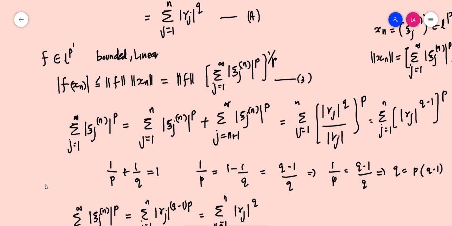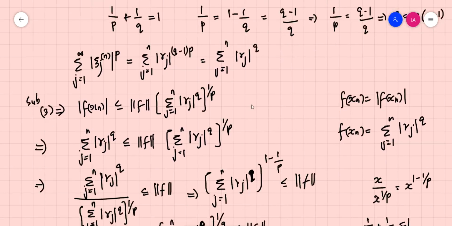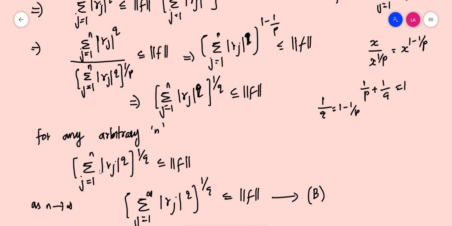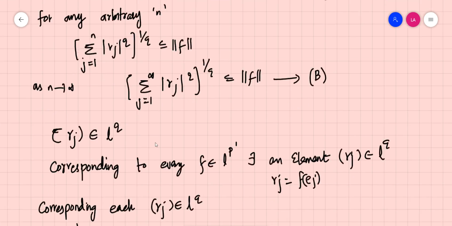Use the conjugate idea of p and q. Then we have established that norm f should be related with summation j is equal to 1 to infinity modulus of gamma j the whole raised to q the whole raised to 1 by q by this relation, which implies that gamma j belongs to LQ. So we have established that corresponding to every element f in LP dash there exists a gamma j in LQ.